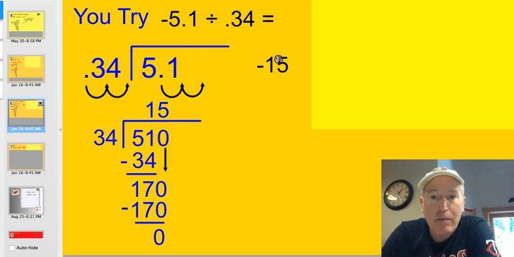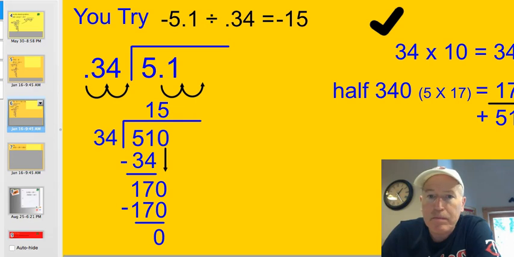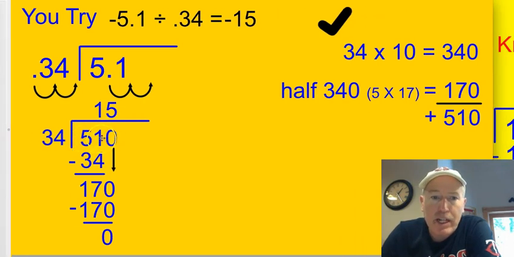Now when we go back up here to put this guy in, we'll just have to check. We have negative 5.1 divided by 0.34. We have a negative divided by a positive. That's going to be a negative number. Do a quick check here. We're looking at 510 divided by 34. So that would mean 15 times 34 would be 510.